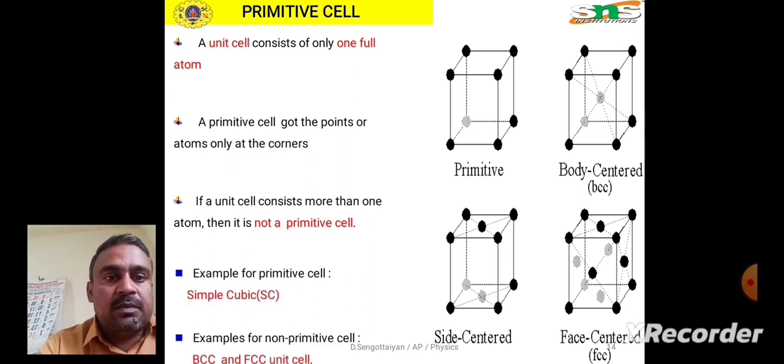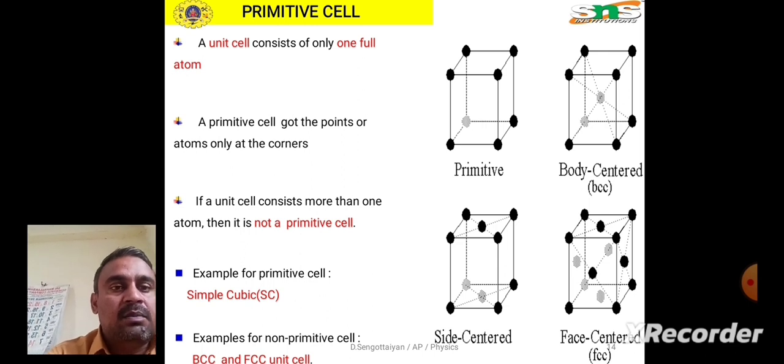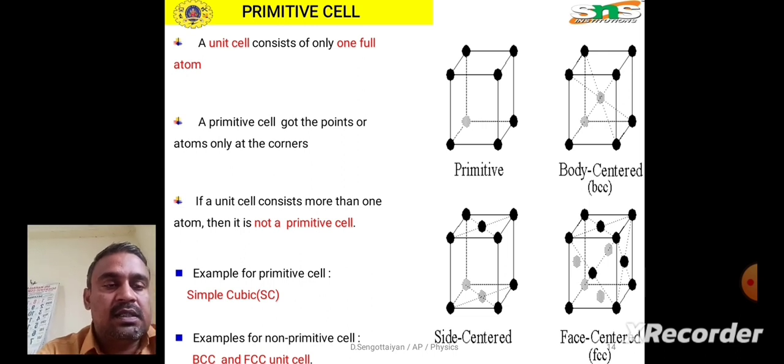So the example for a primitive cell is simple cubic. Basically the simple cubic structure has only one lattice point and only one atom, with lattice points at the corners only. The examples for non-primitive cells are BCC and FCC, which have lattice points in addition to the corners.